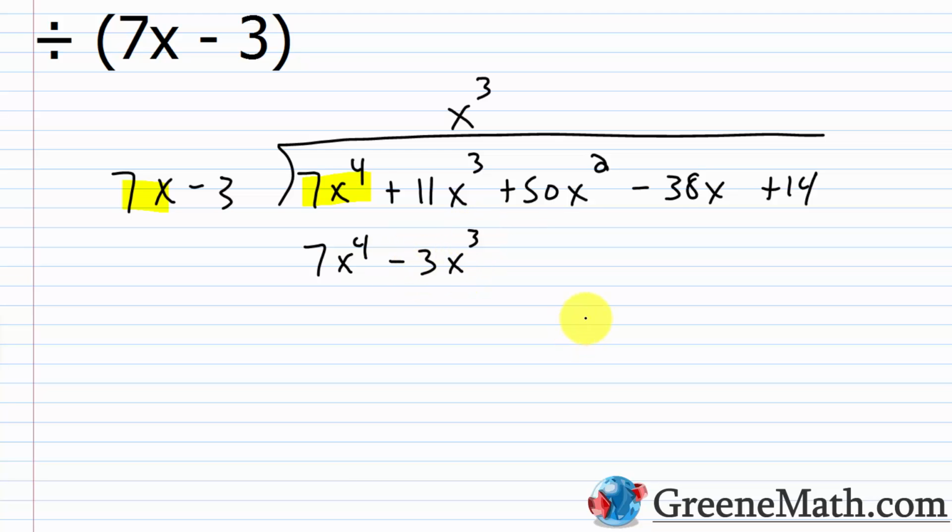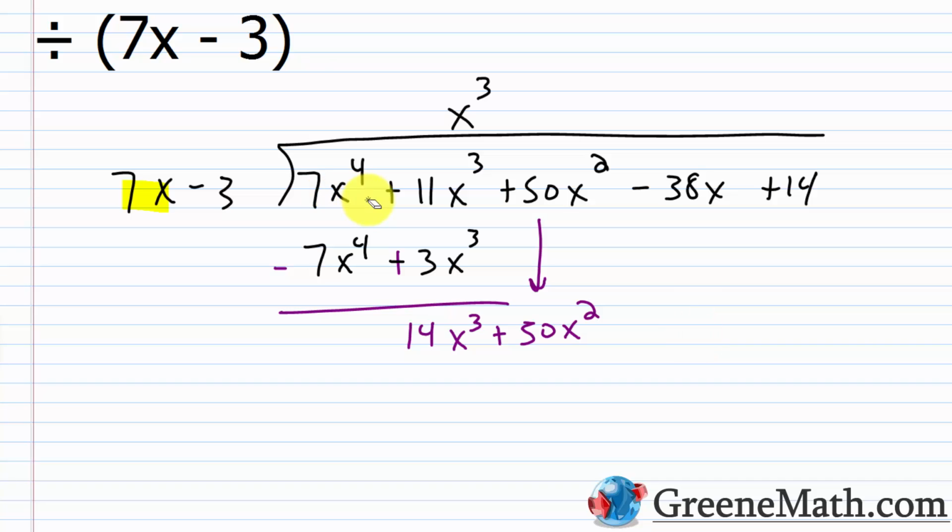Okay, so again, if we want to subtract this now, instead of putting parentheses around it, I can just change the sign and combine like terms. So we know this is going to cancel. 11x cubed plus 3x cubed is 14x cubed. And now I want to bring down this term here. So plus 50x squared. Okay, so now again, after I've brought something down, I want to repeat the process. That's the rover step.